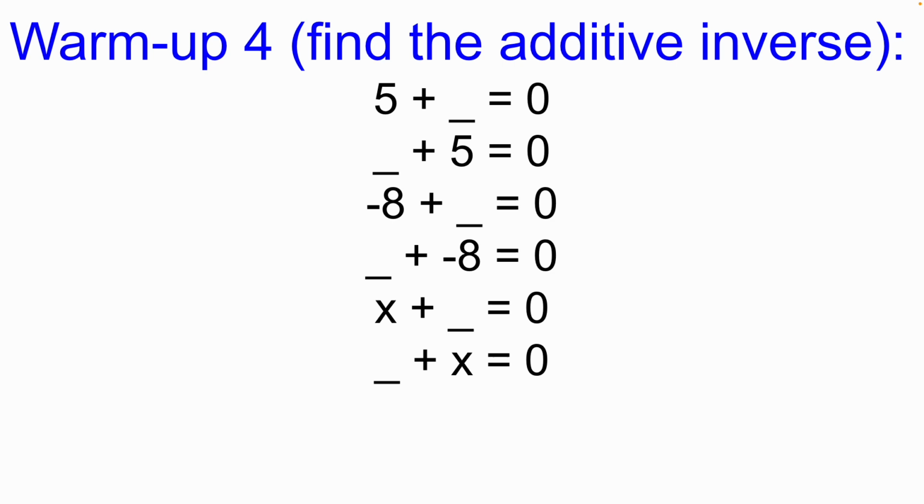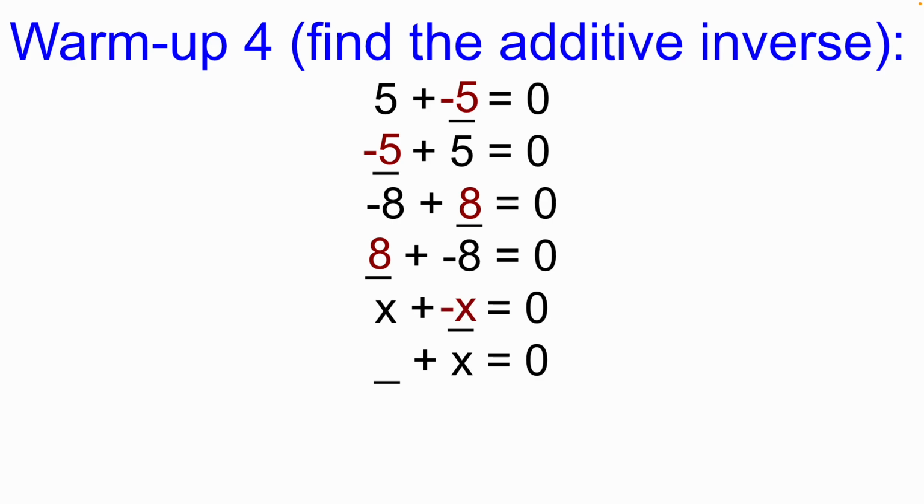All right, hopefully that's enough time. 5 plus -5 equals 0, and -5 plus 5 equals 0. -8 plus 8 equals 0, and 8 plus -8 equals 0. So what does that mean? That means that 5 and -5 are additive inverses of one another, and -8 and 8 are additive inverses of one another. How about the generic x?